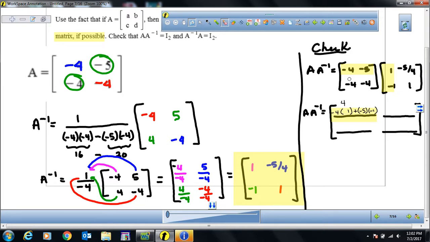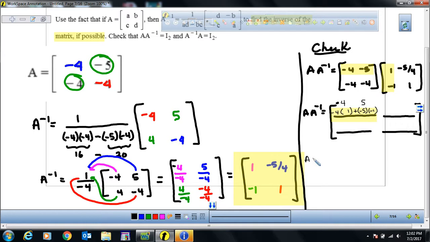So now if that's a 1, then it would be negative 4 times 1 and then negative 5 times negative 1. So negative 4 times 1 is negative 4 right here. Then plus negative 5 times negative 1, which is positive 5. So negative 4 plus 5 is going to give us a 1. So now it is fixed. So that's a 1. Now we're going to do the next one.